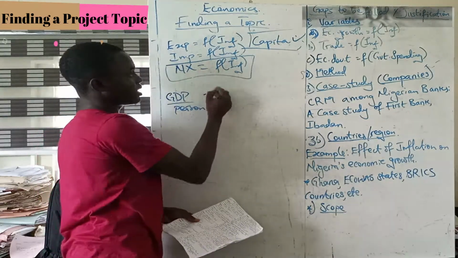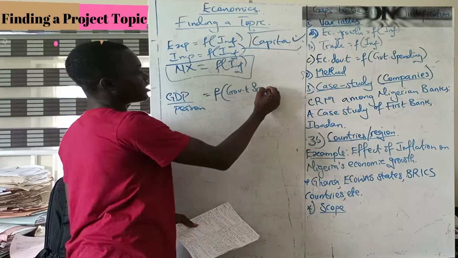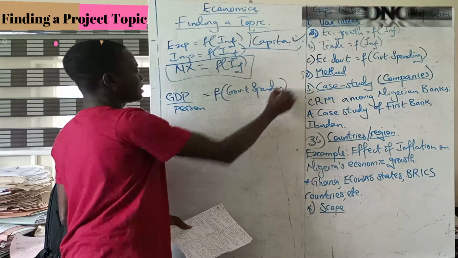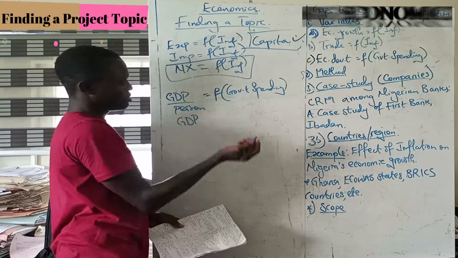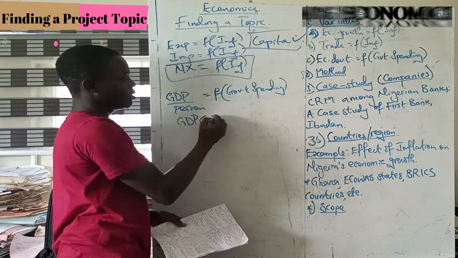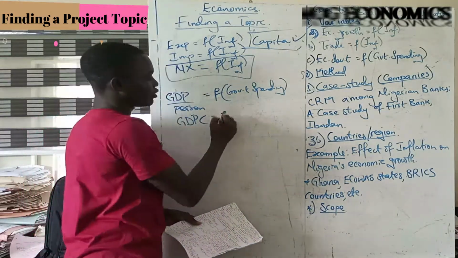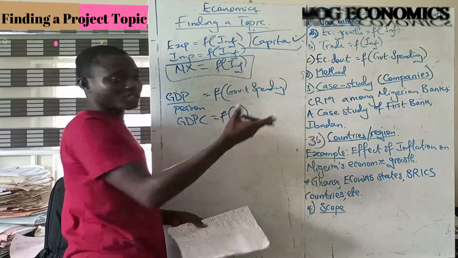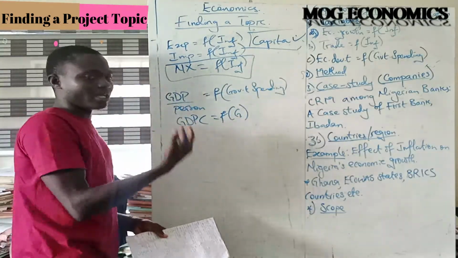They were now saying it is a function of government spending. Now you don't have to write government spending in full. You can just put it as G. So GDP per capita, maybe GDPC, whatever. But you just let people know that GDPC means GDP per capita, and it is a function of G, where G is government spending. So this is what other researchers have been using.